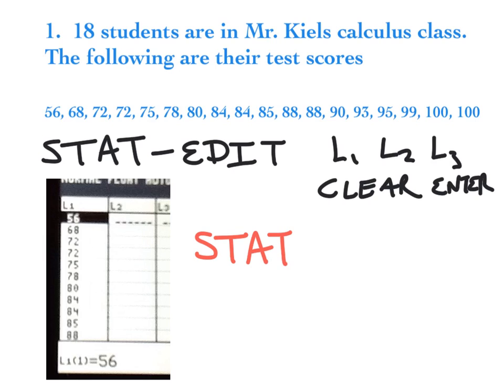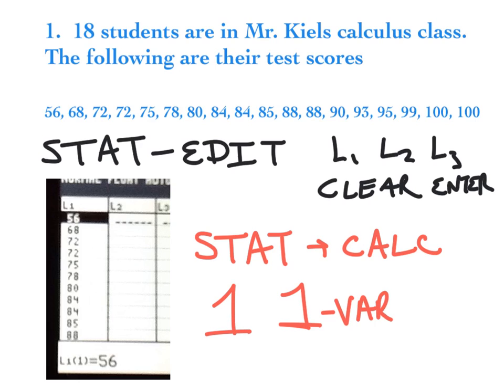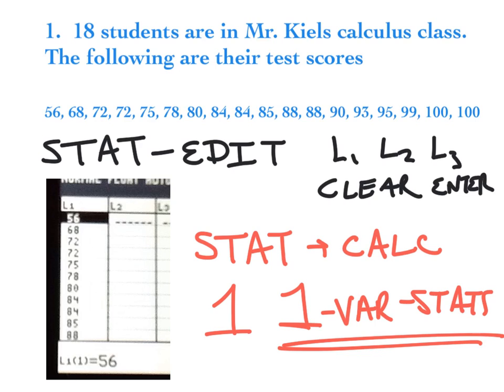We're going to go back to stat. We're going to arrow over to calc at the top for calculate. And as far as this class goes, the only button that we're going to use under here for statistics is number 1, and it is called 1 variable stats. We will not be using 2 variable stats, so you don't have to guess, it's 1 variable stats.